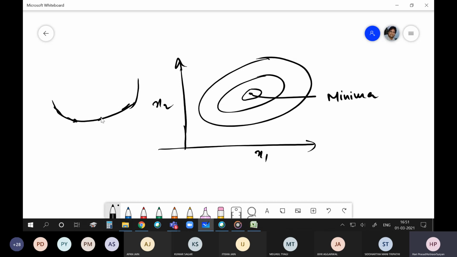Whether I reach this point from any arbitrary direction which you take, it depends upon the nature of H in the neighborhood of this point. So if I know the nature of the second derivative matrix, the Hessian matrix, basically, the Hessian matrix is the matrix which we get by computing the second derivatives and putting them in matrix form.